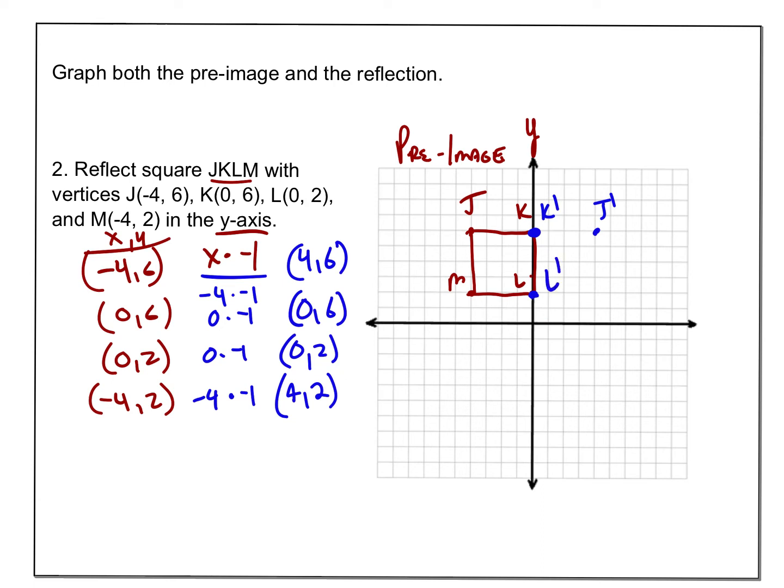And then M will be right here, or M prime will be right there. So there's my new square reflected over the y-axis. So my new square would be my image.